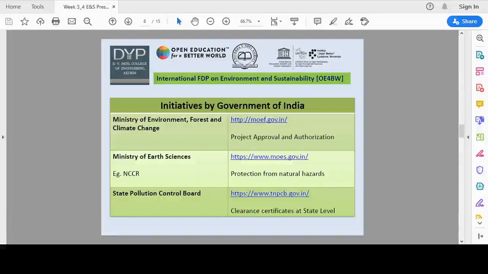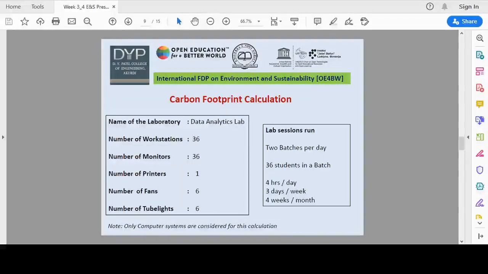There is another body, namely the State Pollution Control Board, and it gives clearance certificates at the state level. There are many more ministries and agencies, government and non-government, which give approvals and clearances for any projects which impact the environment.